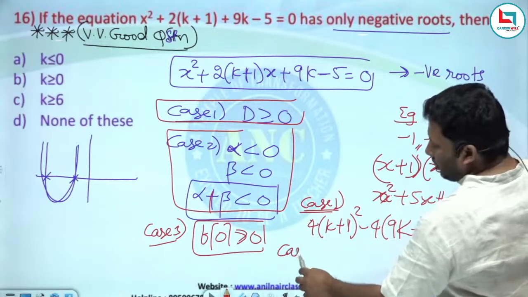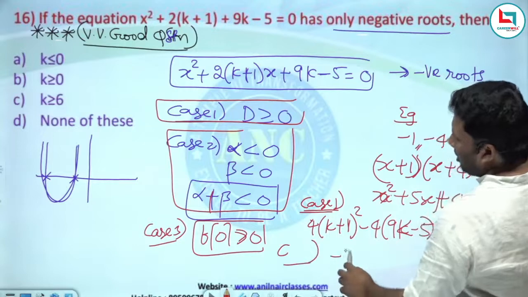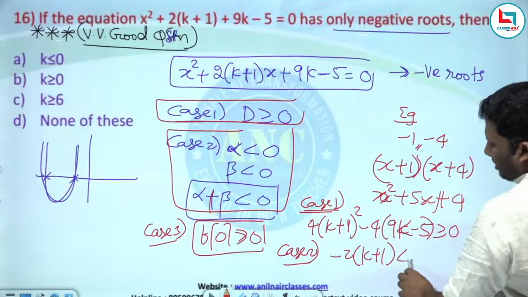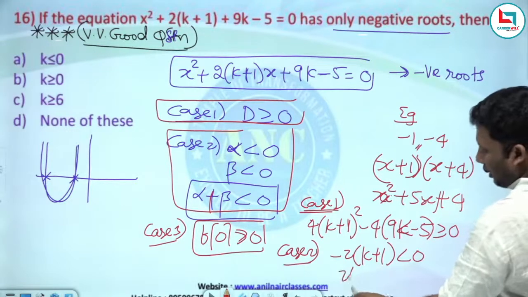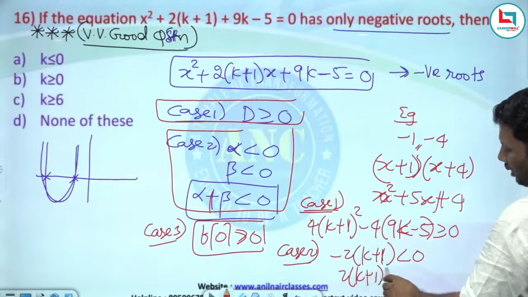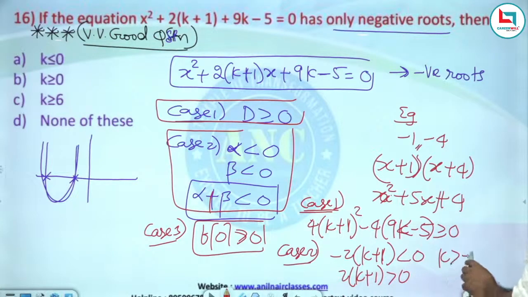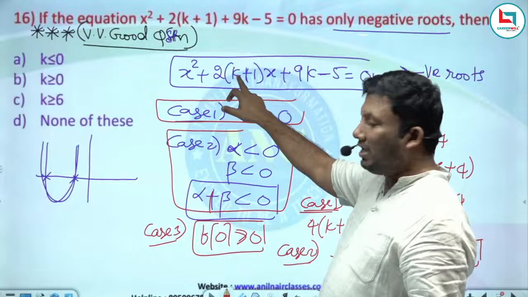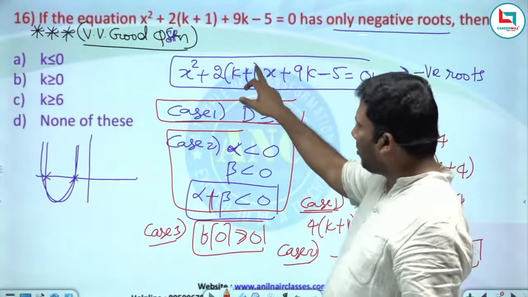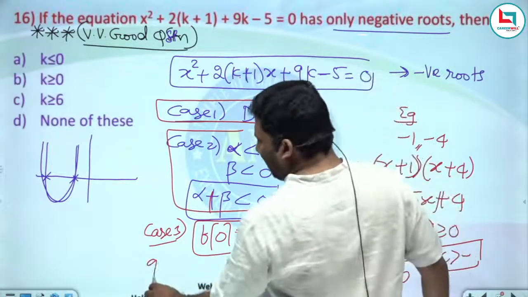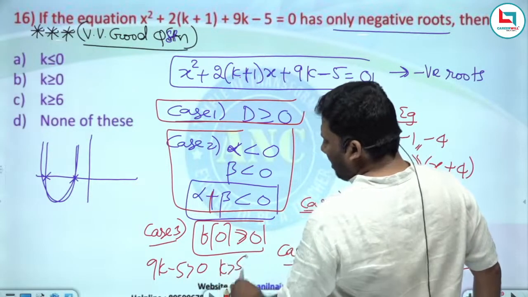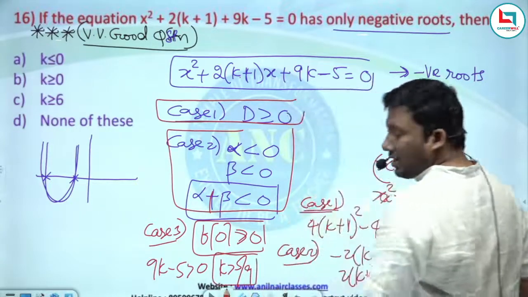Case number 2: the sum of the roots is minus 2(k plus 1), which is less than 0. That means 2 into (k plus 1) is greater than 0, so k is greater than minus 1. Case number 3: f of 0 is 9k minus 5, which should be greater than 0. That means k is greater than 5 by 9.